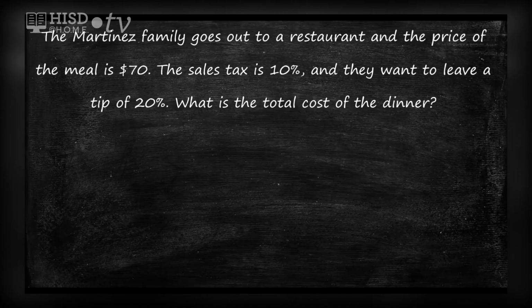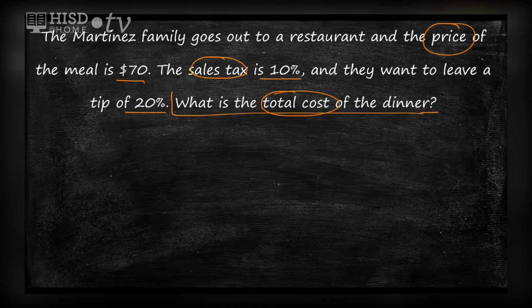Let's explore a different problem. And now we have the Martinez family goes out to a restaurant and the price of the meal is $70. The sales tax is 10% and they want to leave a tip of 20%. What is the total cost of the dinner? And this is going to be the question that I have to answer. So as we can see, now we have multiple percents and we're going to learn how to work it out.